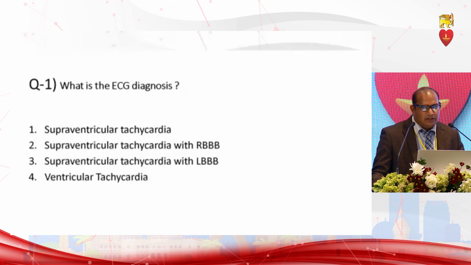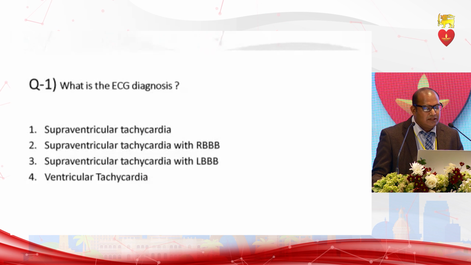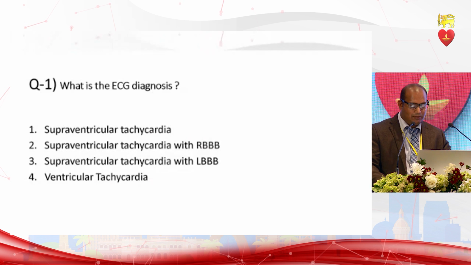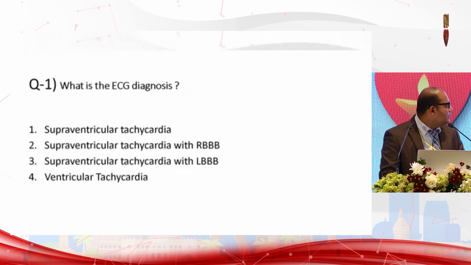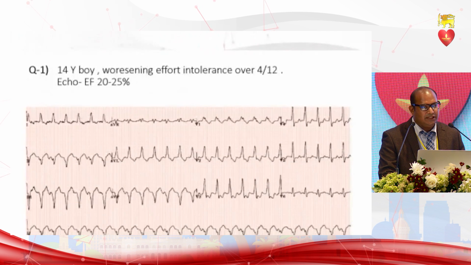So what is the ECG diagnosis? We don't need to go to the real diagnosis. Select the best possible answer out of the 4. Is it a supraventricular tachycardia? Is it a supraventricular tachycardia with a right bundle branch block pattern? Or is it a supraventricular tachycardia with a left bundle branch block pattern? Or is it a ventricular tachycardia? I'll go back to the ECG for a few seconds.